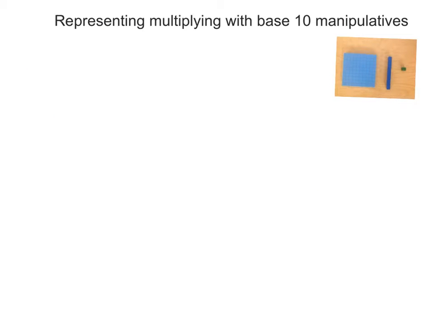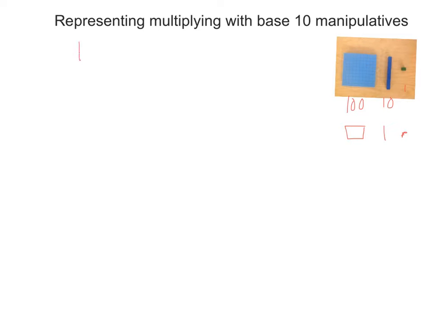So we think about our base 10s, and we know that the big square is worth 100, the line or the stick is worth 10, and a single is worth 1. So when drawing it, we just draw a square, a line, and a dot to represent those values.